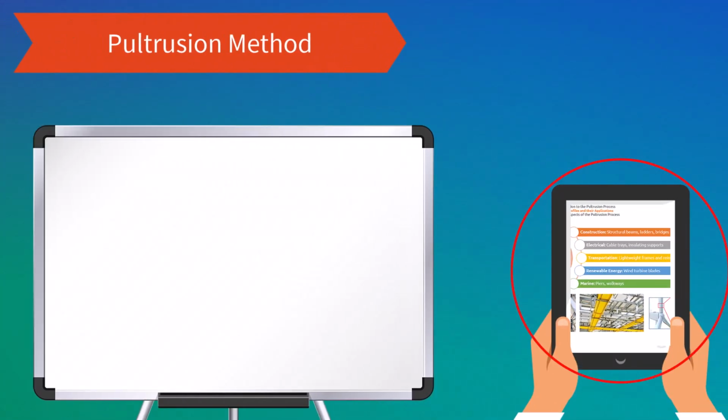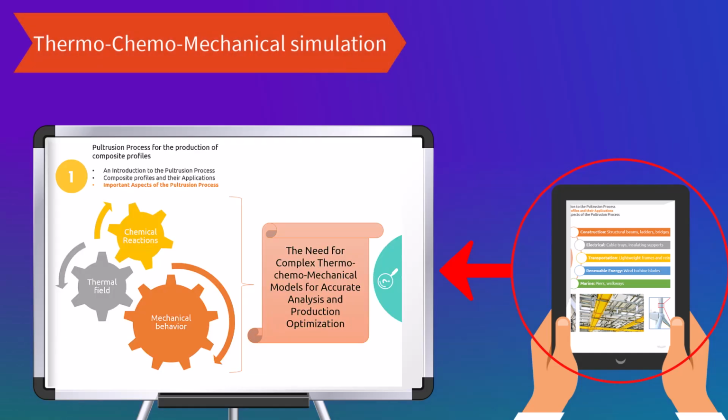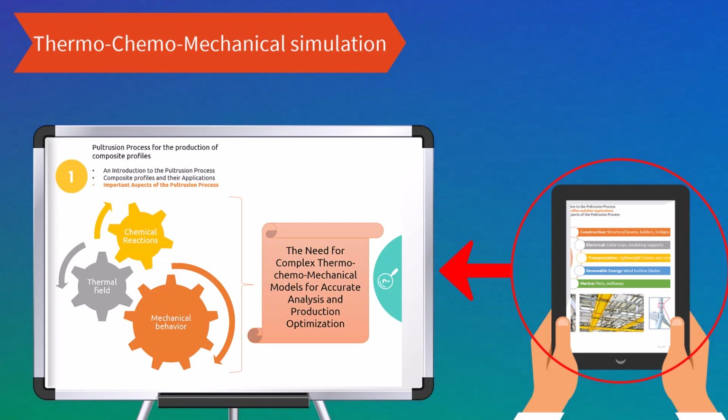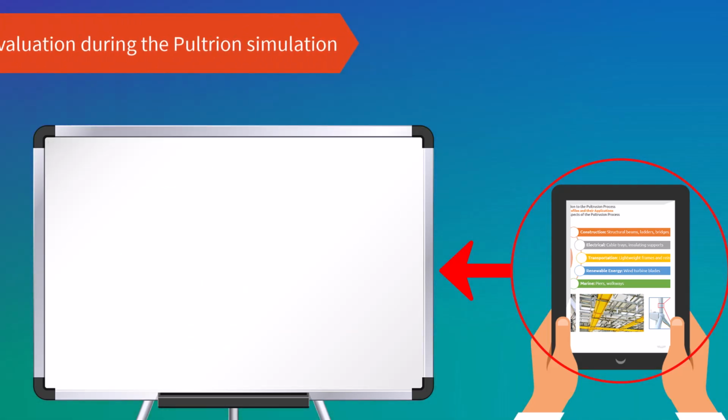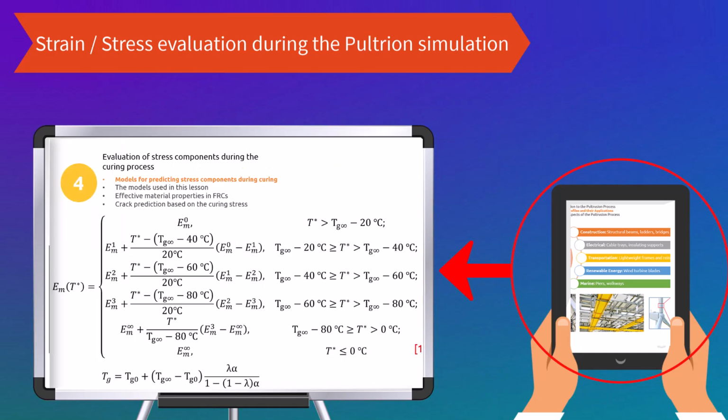In this training package, we start with an introduction to the pultrusion process, what it is, its advantages over other curing methods, and where pultruded profiles are used. Then, we explain the thermo-chemo-mechanical simulation of curing, why a coupled model is needed, and what relations are applied. Next, we show how to calculate non-mechanical strain and stress during pultrusion, using a linear hardening elastic model.